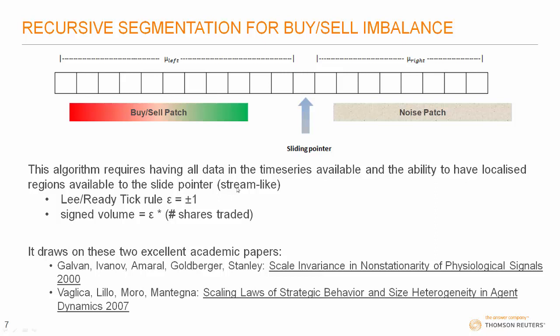So I just want to make a comment that what we're really making use of here, in the signed volume, is this flag called the Lee-Ready tick flag, or the Lee-Ready tick rule, which says that each trade can be assigned a plus or minus sign depending on whether the most recent tick to the current trade, where the sliding pointer is, was an uptick, in which case there would be a buy, or a -1, in which case the most recent tick was a down tick, and that would be a sell.